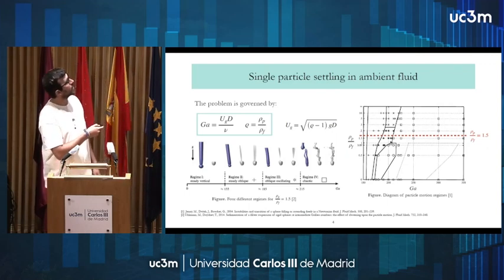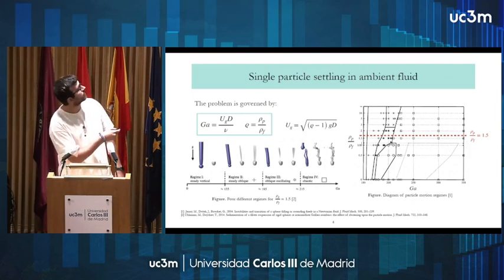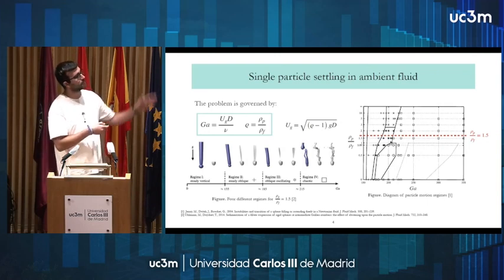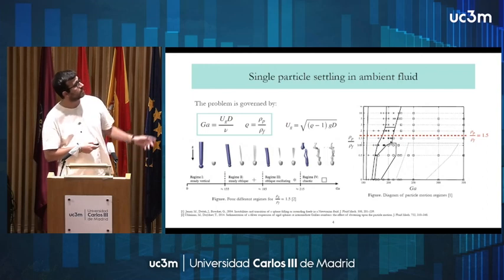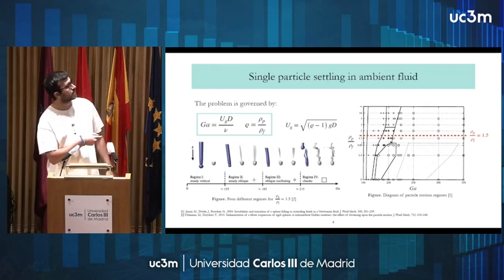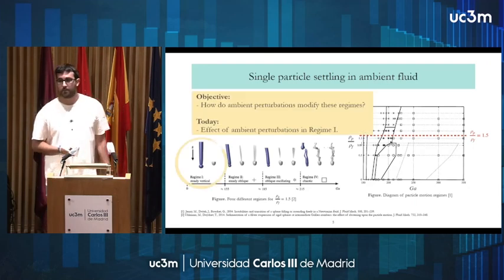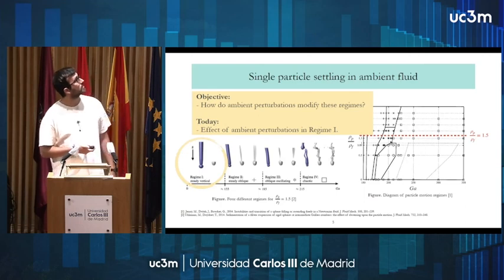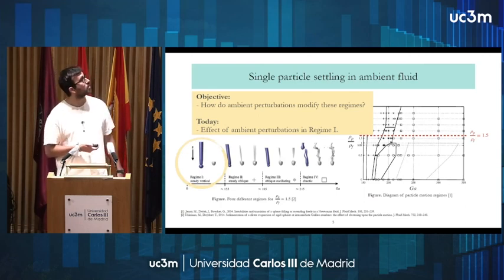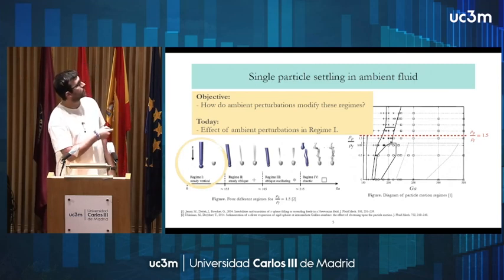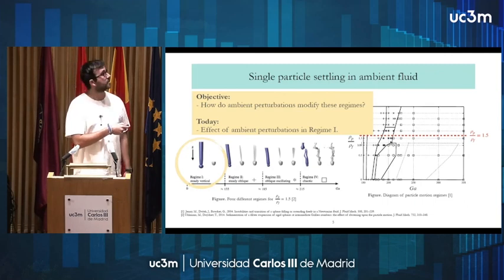For this case, from the literature, we know that there exist several particle motion regimes, depending on this Galileo number. The first of them is the steady vertical regime, in which the particle settles vertically. Then we have the steady oblique regime, the oscillating oblique regime, and the chaotic regime, okay? So, the objective of this study is to analyze how these ambient perturbations modify these regimes. And today we're going to be focusing on how the perturbations affect this first regime, which is the steady vertical one.